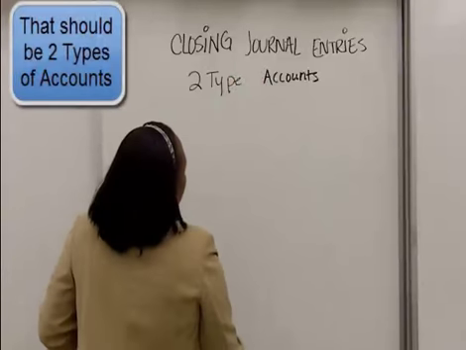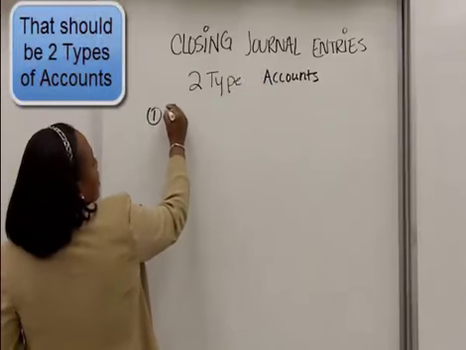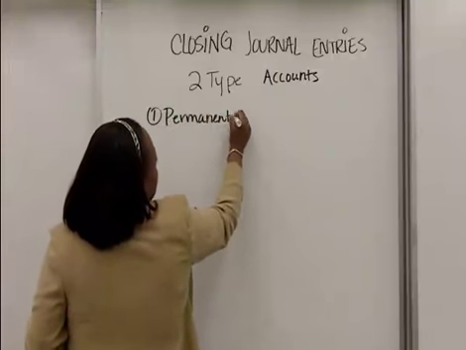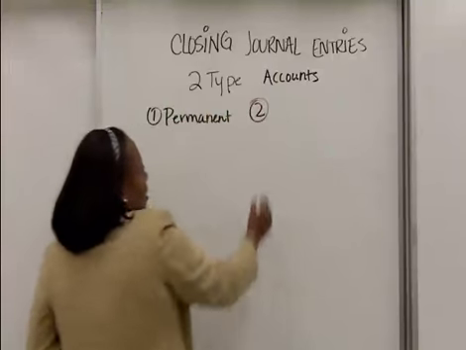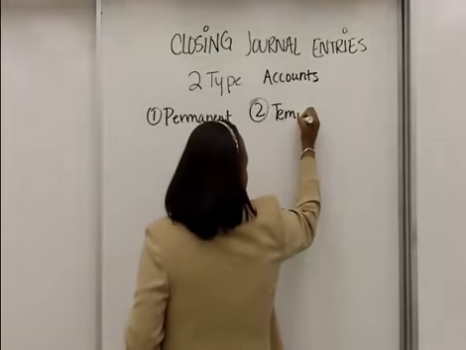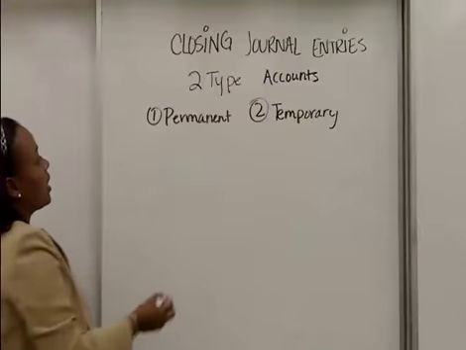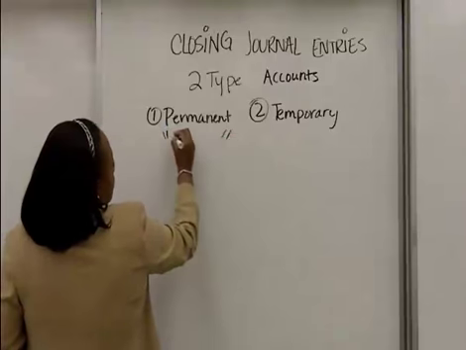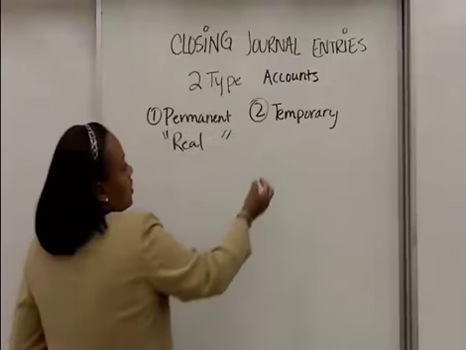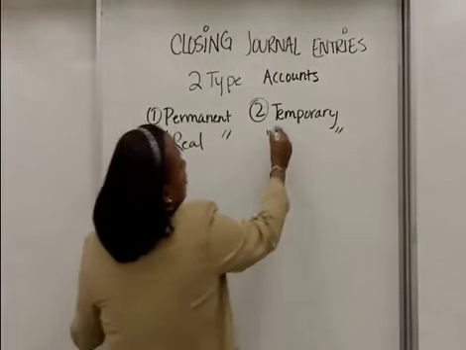And you can take an account and put it in one of these two categories. The first category, we're going to call it permanent accounts. And the second type of account, we're going to call it temporary accounts. And sometimes you will hear another name for permanent account. You'll hear the term real account. It's the same thing as a permanent account, it's just a different terminology. And for temporary accounts, you will sometimes hear the word nominal.